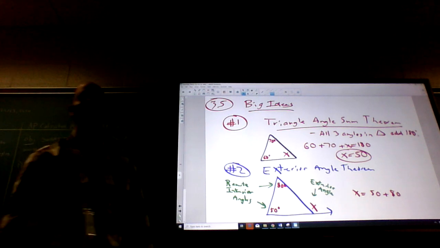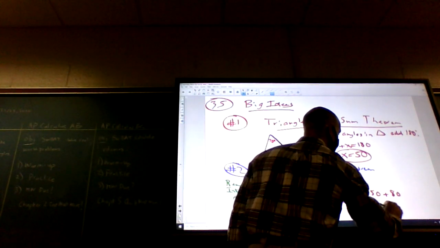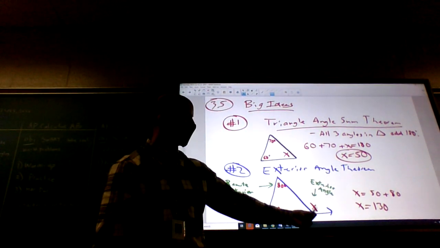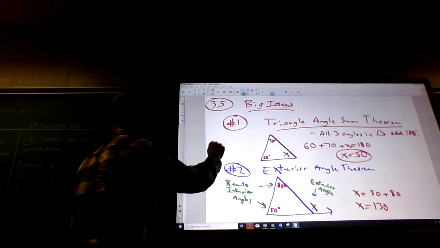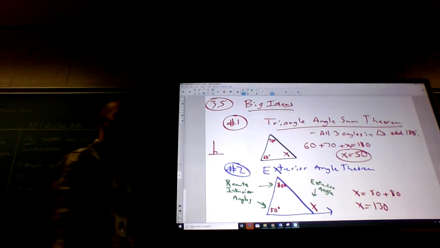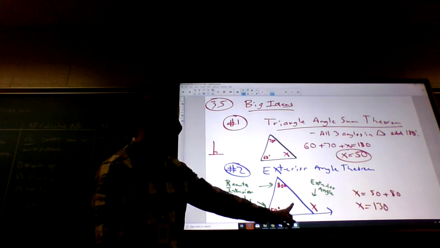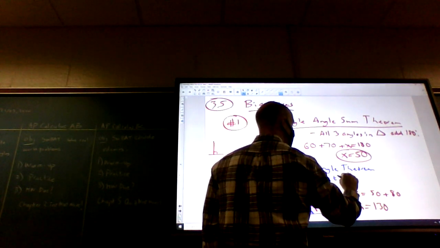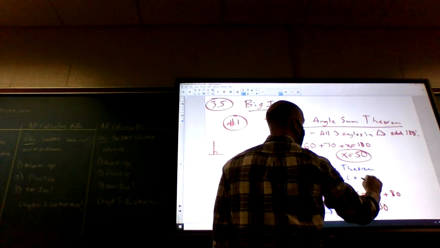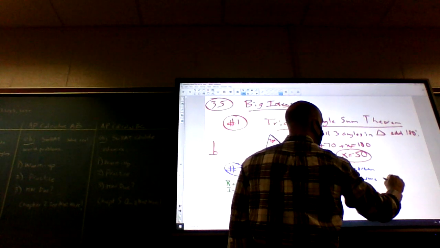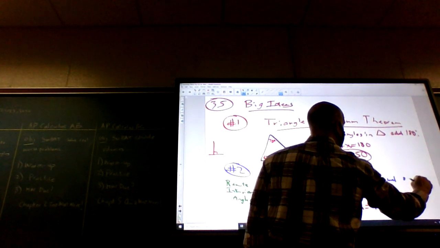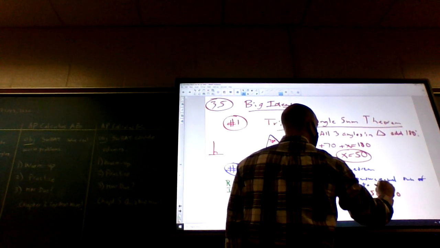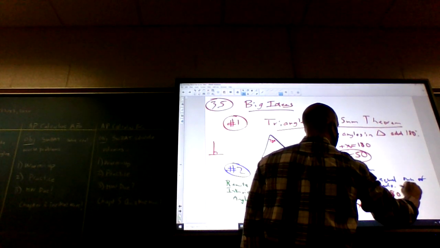And so what is 50 plus 80? It's 130 in this case. And it kind of looks that way, right? Doesn't this angle here look like it's more than 90? You guys remember what a 90-degree angle looks like, right? So there's a 90-degree angle. Okay. So this is the exterior angle theorem. The exterior angle theorem says the following. It says that the exterior angle measure equals the sum of two remote interior angles.